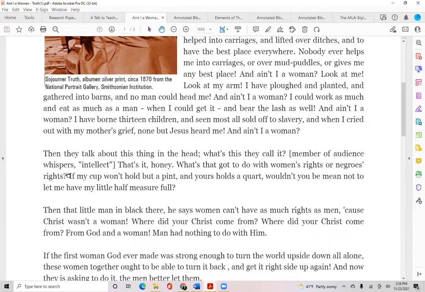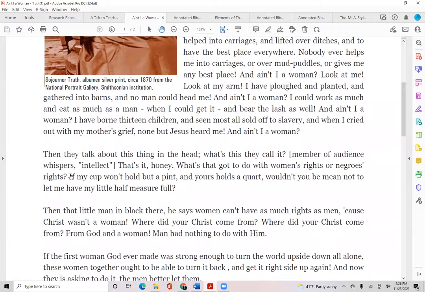And then it goes into the quote here. I'm just going through it quickly. So she's saying, if my cup only holds a pint, right? And a pint, we were just talking in class, is half a quart. She says, and yours holds a quart. Wouldn't you be mean not to at least let me have my half measure full, let me have my pint, right? For you to try to keep me from having that pint?